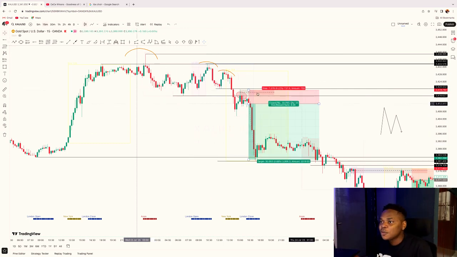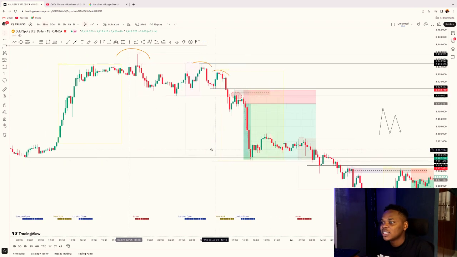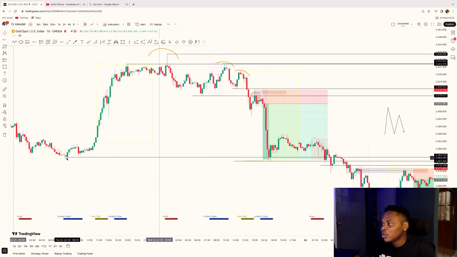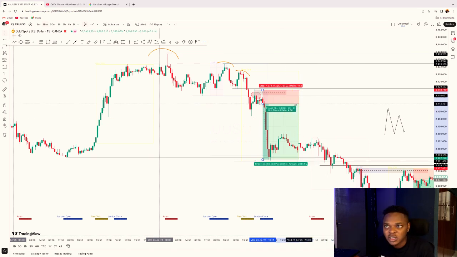Now if we come back to the analysis, where did I actually set my target? My target is simple. I set my target to what? The previous day low, and that was how I was able to get a 1:4 risk to reward on gold, the very first trade explained.